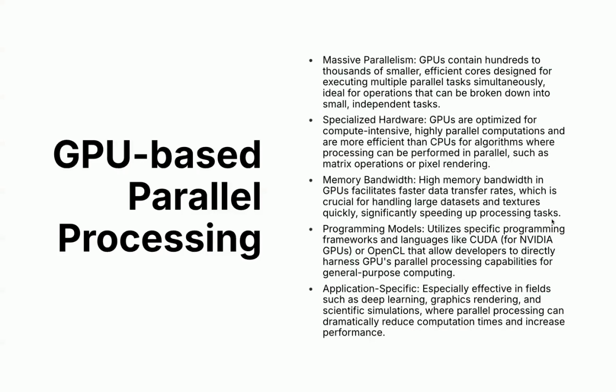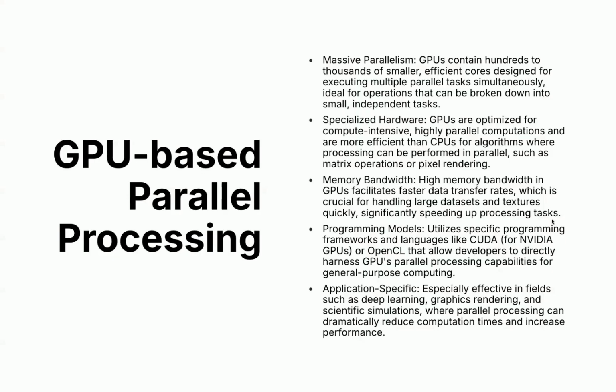In terms of GPU-based parallel processing, it utilizes massive parallelism. GPUs contain hundreds to thousands of smaller efficient cores designed for executing multiple parallel tasks simultaneously. This is ideal for operations that can be broken down into small independent tasks. We utilize specialized hardware, so GPUs are optimized for compute-intensive, highly parallel computations, and they're more efficient than CPUs for algorithms where processing can be performed in parallel, such as matrix operations or pixel rendering. The main goal with GPUs originally was to calculate the pixel value for an individual pixel. If one pixel is off, it doesn't matter so much because the surrounding pixels will correct for that. This has been applied to GPU computing, but I would say that error handling is much better with general purpose GPU computing than in calculating pixel values.